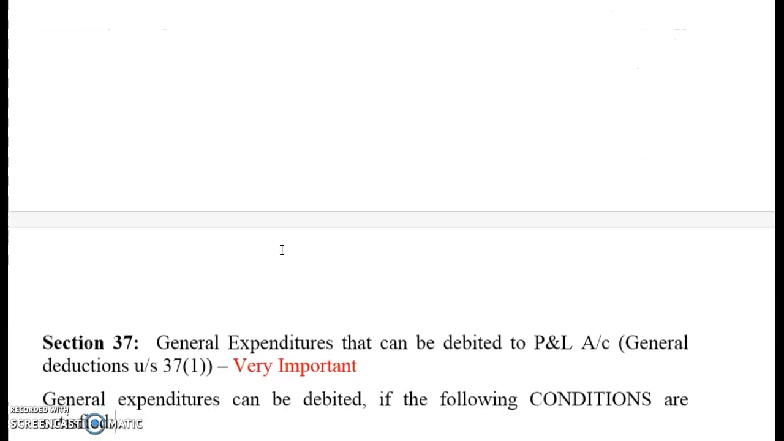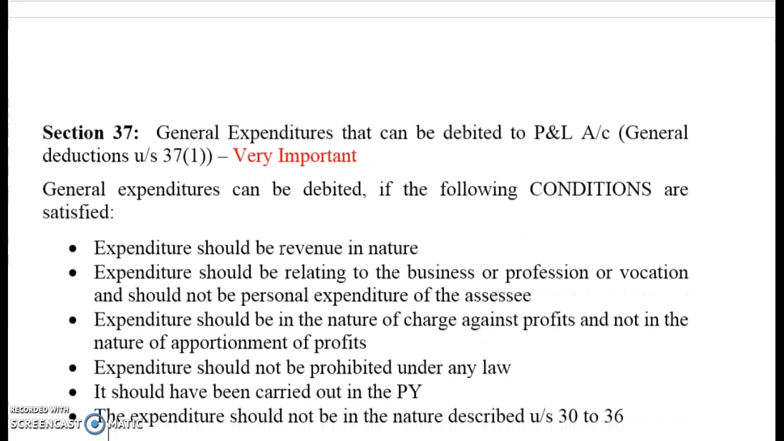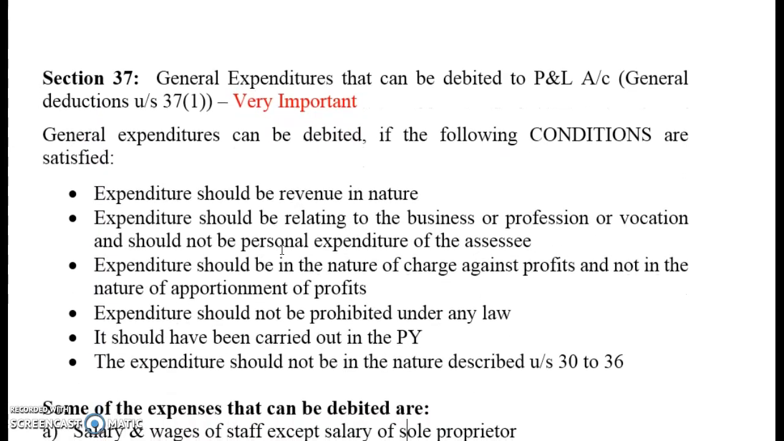Then next is section 37, and it is very important from the examination point of view. All general expenditures that can be debited to the P&L account are called general deductions under section 37 subsection 1.